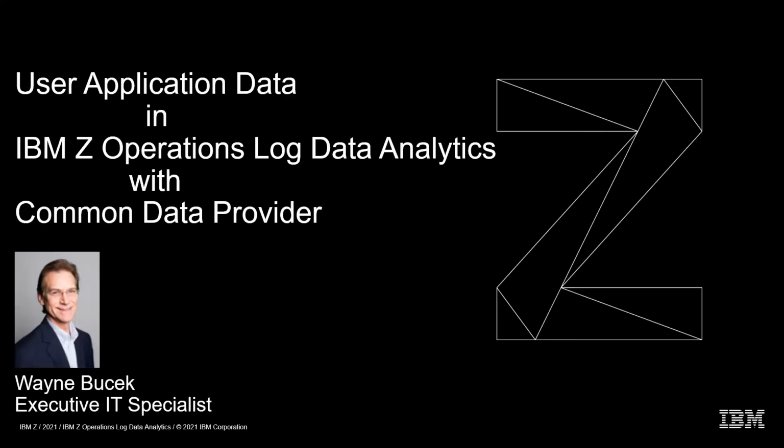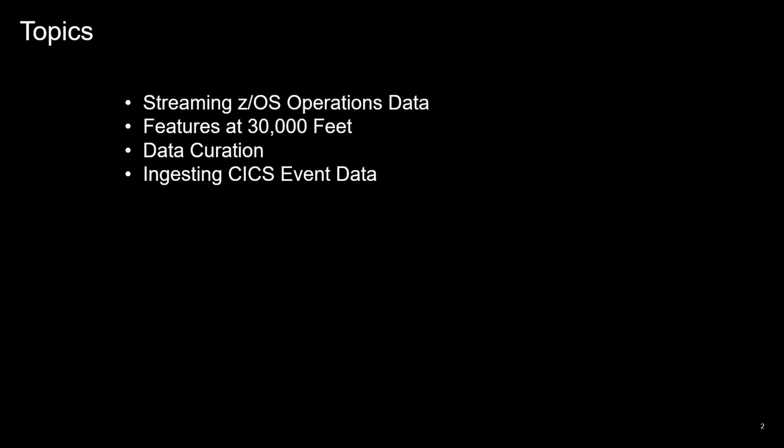Today we will be discussing making user application data available to analytics tools using the IBM Common Data Provider. Our topics will include how data from z/OS gets streamed using the Common Data Provider. We'll take a look at the features of the product at a very high level, talk for a moment about the importance of data curation, and then look at the specifics involved in ingesting CICS event data.